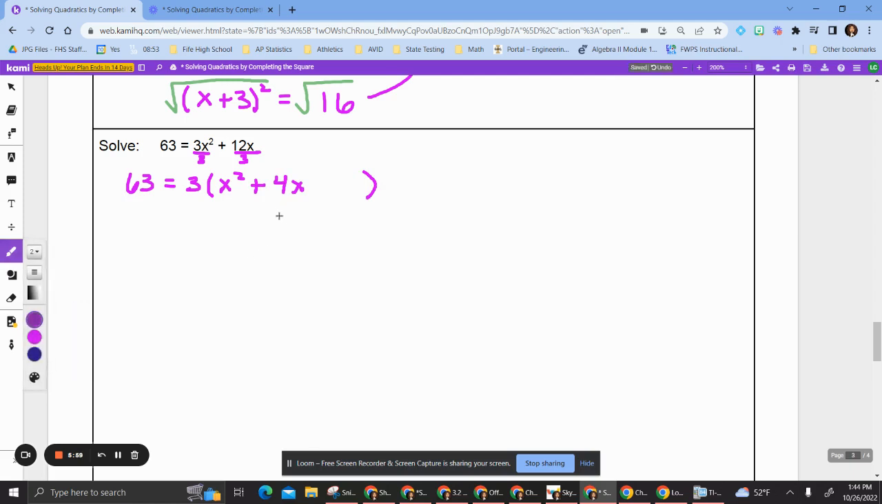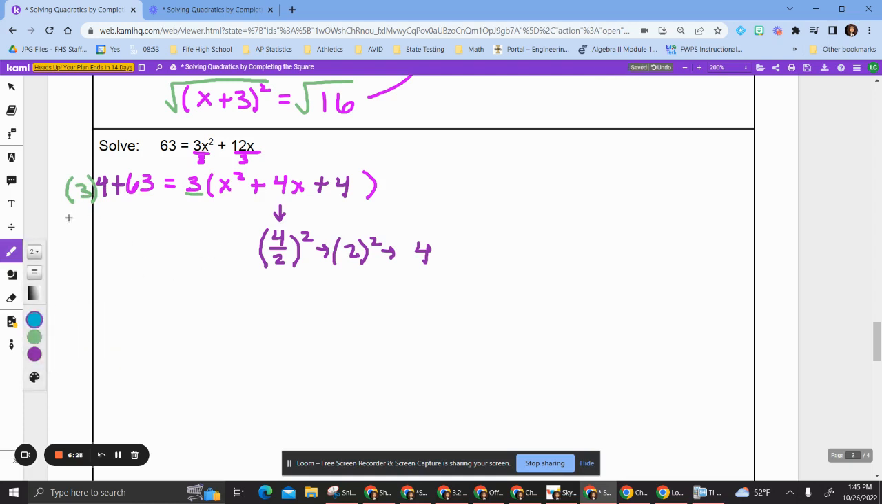So again, I'm going to take that 4, which is my new b. So 4 divided by 2, and then I'm going to square it. So 4 divided by 2 is 2, and then square it, I get 4. So I'm going to add 4 in here. I'm going to add 4 over here. But I also have to remember that that 3 that I factored out also needs to go over there as well.